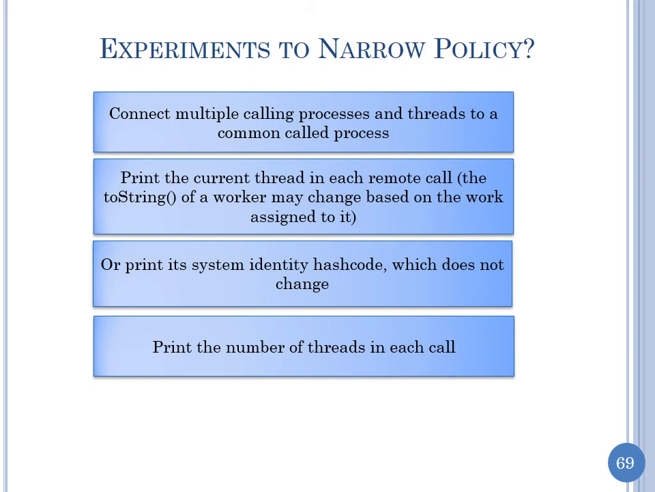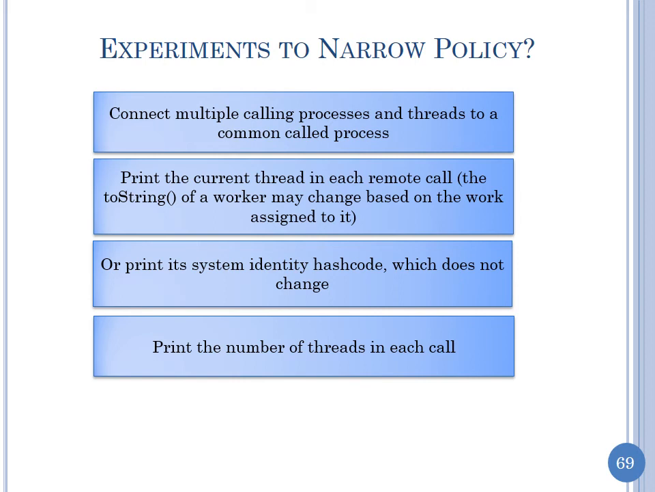We can also do the following. You can also print the number of threads. In each call, you can print out the total number of threads that the process has created. If I know the total number of threads, I can see whether it changes dynamically for each call or between calls. The fact that it didn't change may not tell you much, because it may change later. You may just not have exercised the system enough.